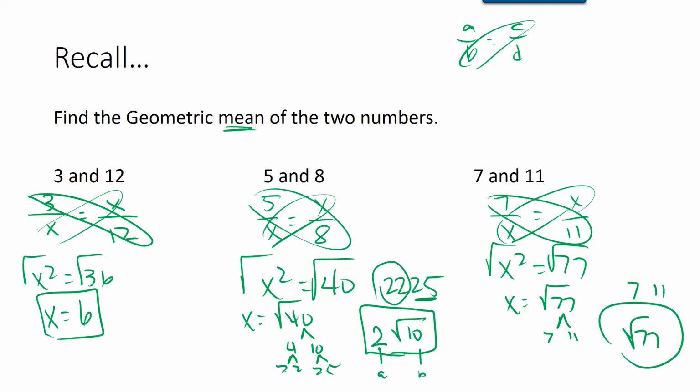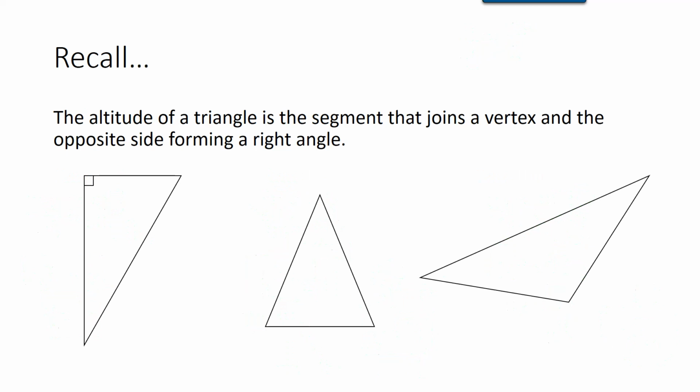So a little bit of recall there. We're going to have a little bit more recall. Let's talk about what an altitude is. An altitude of a triangle is the segment that joins a vertex, and really we could have 3 because we have 3 vertices, 3 corners to a triangle, and the opposite side forming a right angle. They need to be perpendicular.